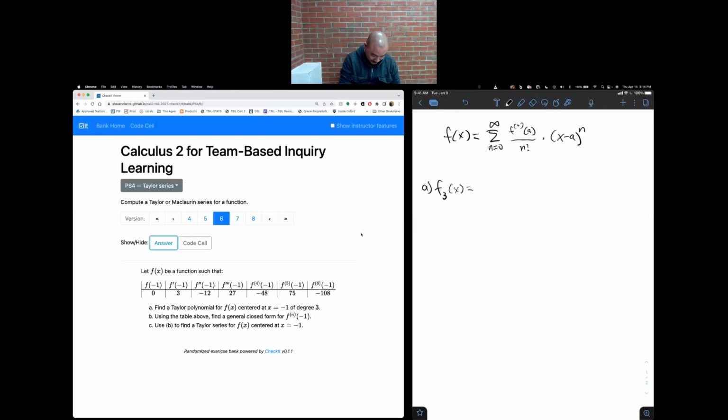So we would have the function evaluated at -1 over 0 factorial times x minus -1, or x plus 1, to the 0th power, plus the first derivative of f evaluated at -1 over 1 factorial times x plus 1 to the first power, plus the second derivative of f evaluated at -1 over 2 factorial times x plus 1 squared, and finally the third derivative of f evaluated at -1 divided by 3 factorial times x plus 1 cubed.